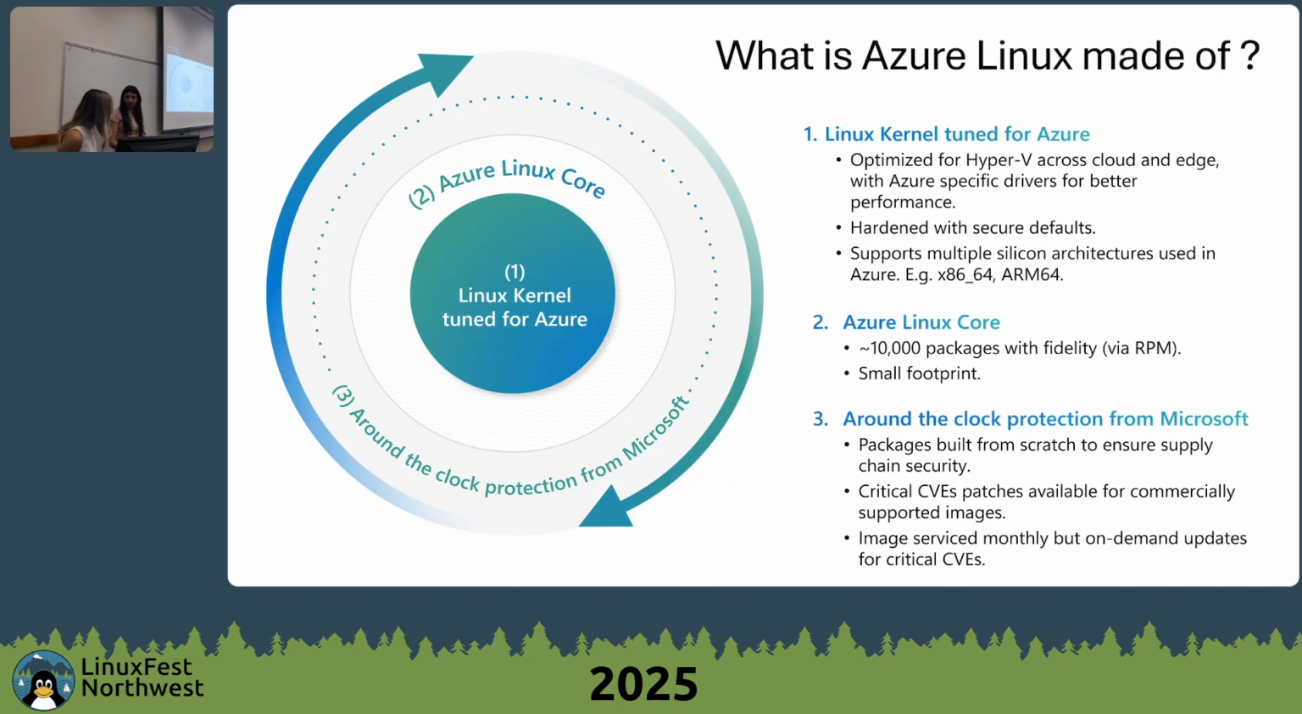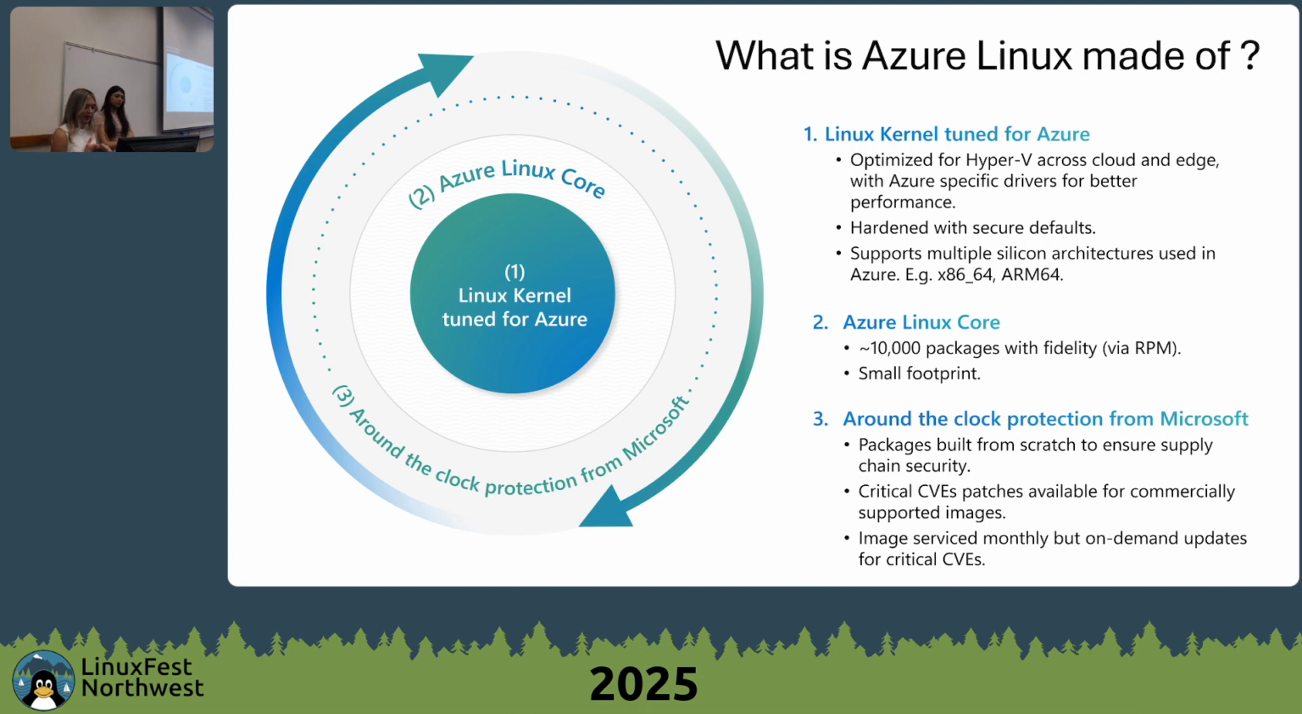And so, getting a little more underneath the hood here and looking at how we put the Azure Linux distribution together. So at its base layer, we take the upstream Linux kernel. The current release of Azure Linux is Azure Linux 3.0, and we're running the 6.6 LTS kernel. And then we optimize it for Azure by adding Hyper-V drivers and hardening the kernel with secure defaults. We also ensure that the kernel basically supports the various different silicon architectures used in Azure, so like x86 and ARM64.